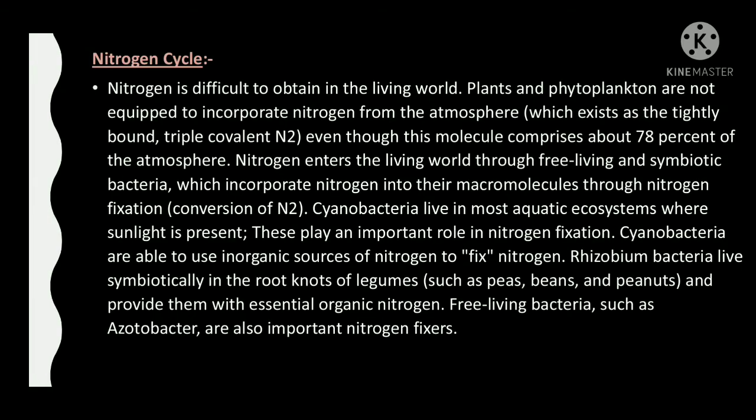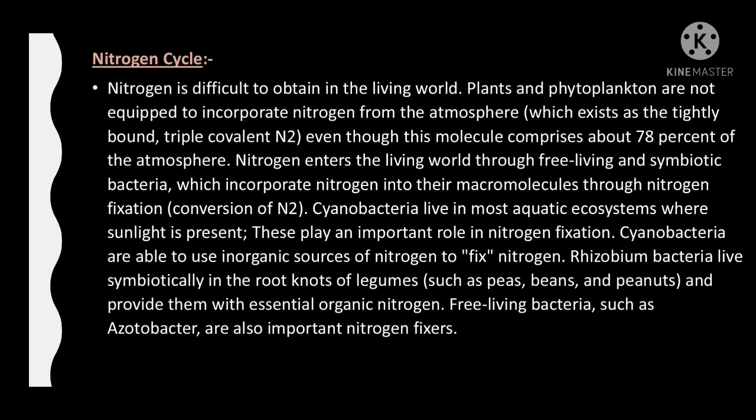Nitrogen cycle. Nitrogen is difficult to obtain in the living world. Plants and phytoplankton are not equipped to incorporate nitrogen from the atmosphere, which exists as a tightly bound triple covalent bond in N2. Even though this molecule comprises about 78% of the atmosphere, nitrogen enters the living world through free-living and symbiotic bacteria which incorporate nitrogen into their macromolecules through nitrogen fixation, the conversion of N2.